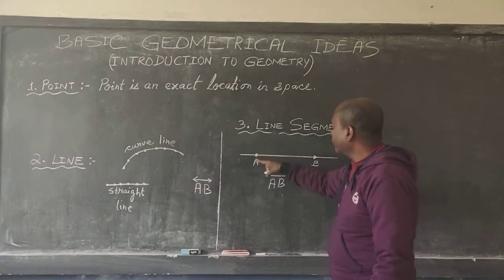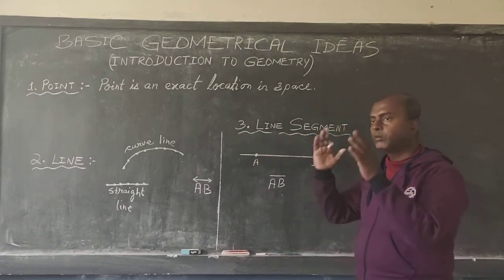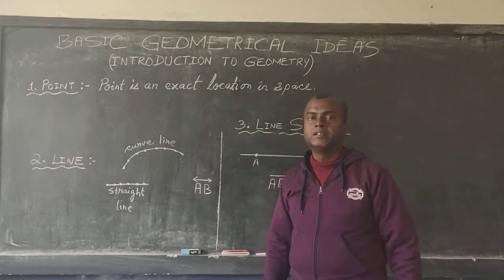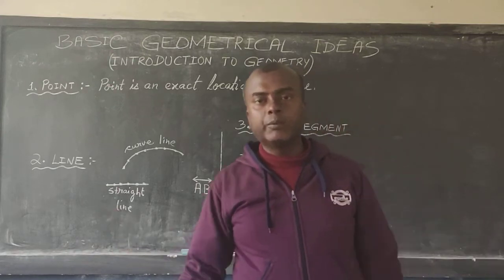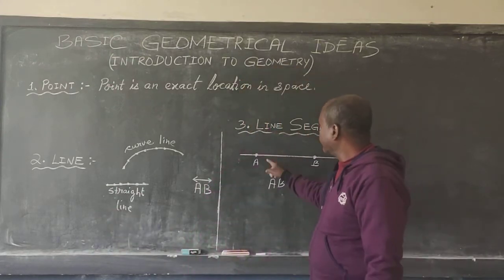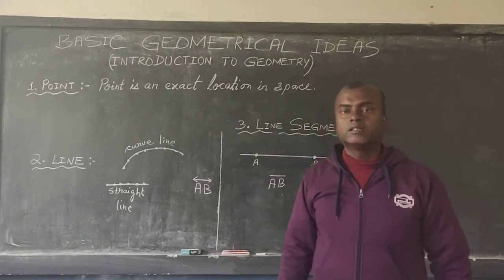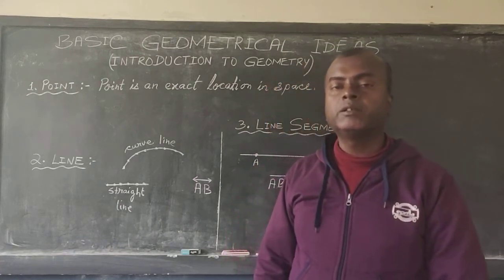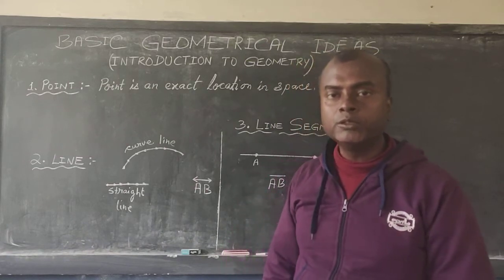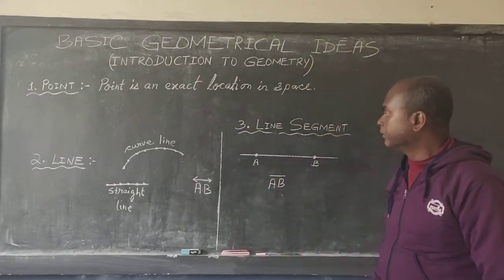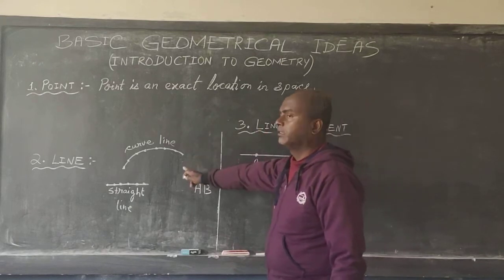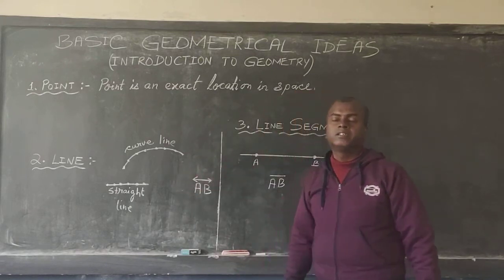It is a part of a line. Just one piece of a line. A line has no starting and ending point, but from that particular line, if you take 2 specific points, then it will have a line segment, and that line segment will have a specific starting point and ending point. So this is the difference between line and line segment.